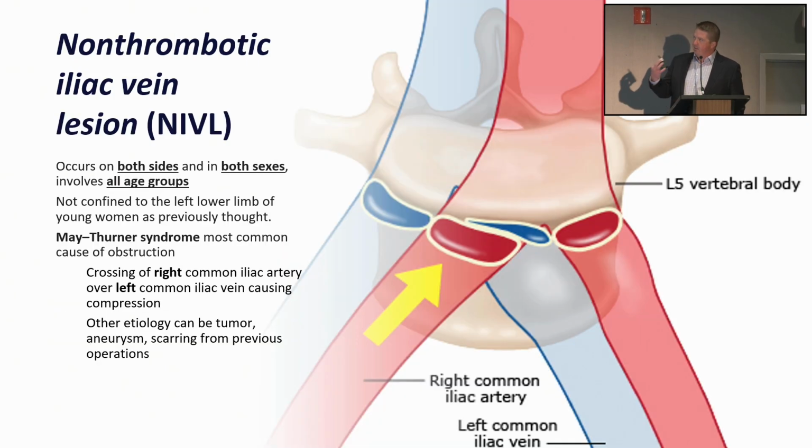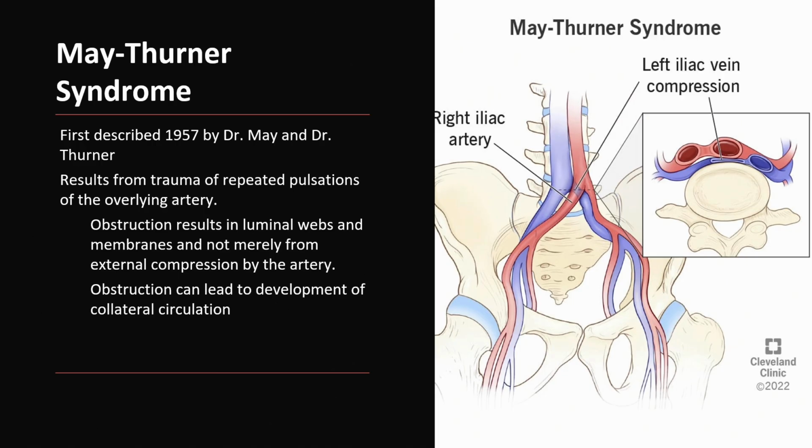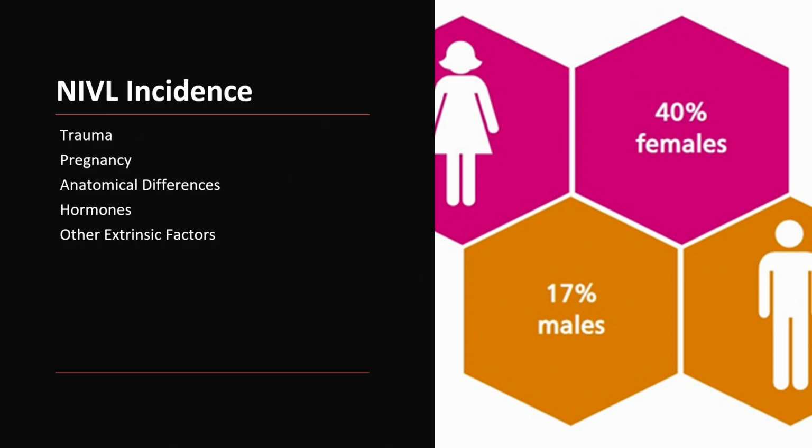Like I said, a non-thrombotic lesion, like we were talking about, is commonly known as a May-Thurner type syndrome, where the right common iliac artery crosses over the left common iliac vein. First described in 1957, it results from the trauma of repeated pulsations on top of the vein. In really bad cases, it can cause luminal webs within the vein. Sometimes we'll see that on IVUS. It looks like almost scar tissue in there.